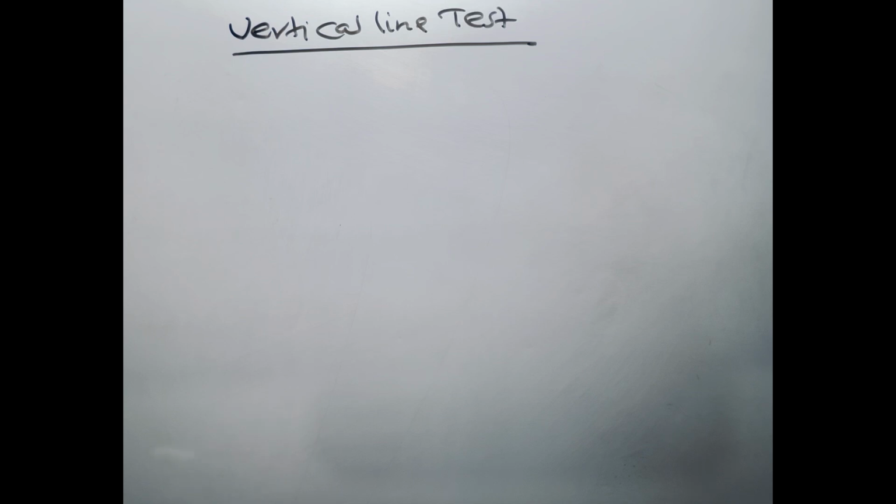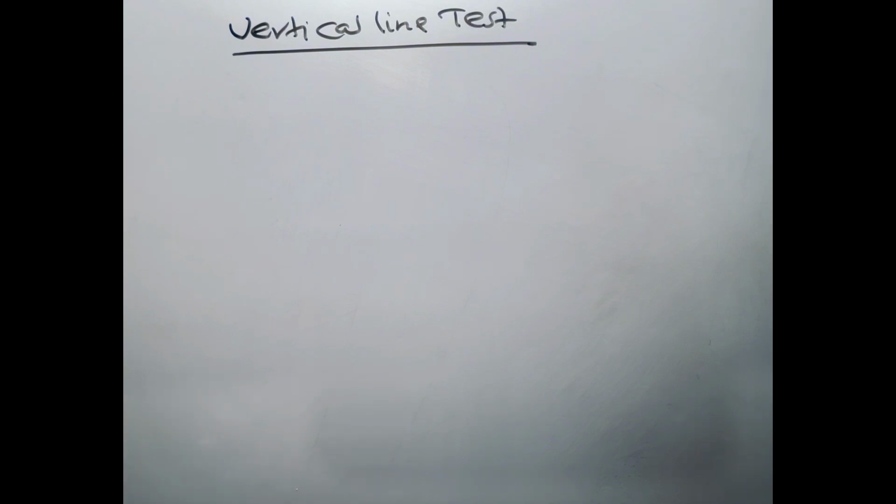My name is Patience, and in this video we are going to be determining whether a graph is a function. And we're going to be using the vertical line test. The vertical line test states that if any vertical line is drawn through the graph at more than one point, then that relation is not a function.